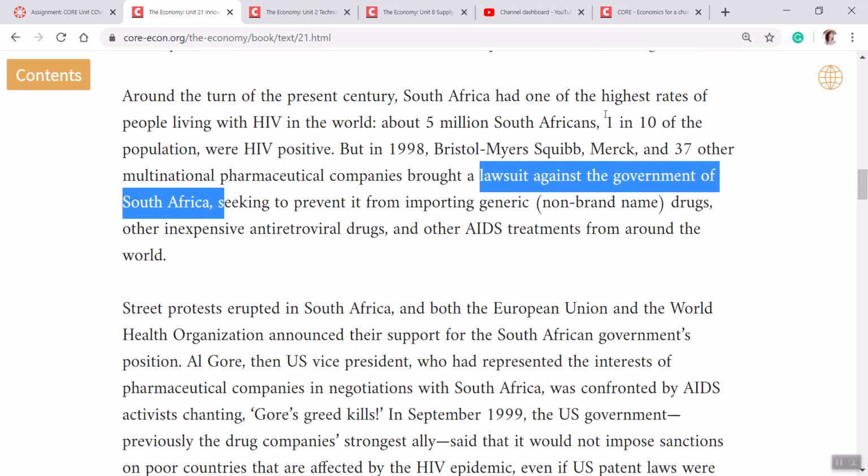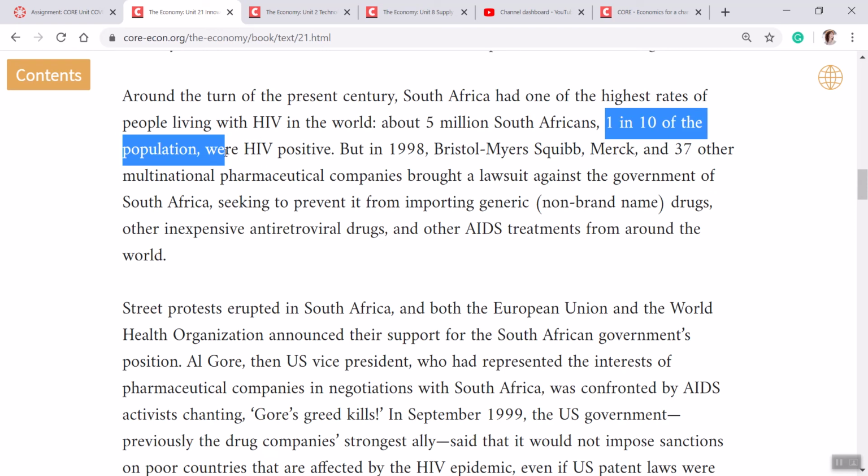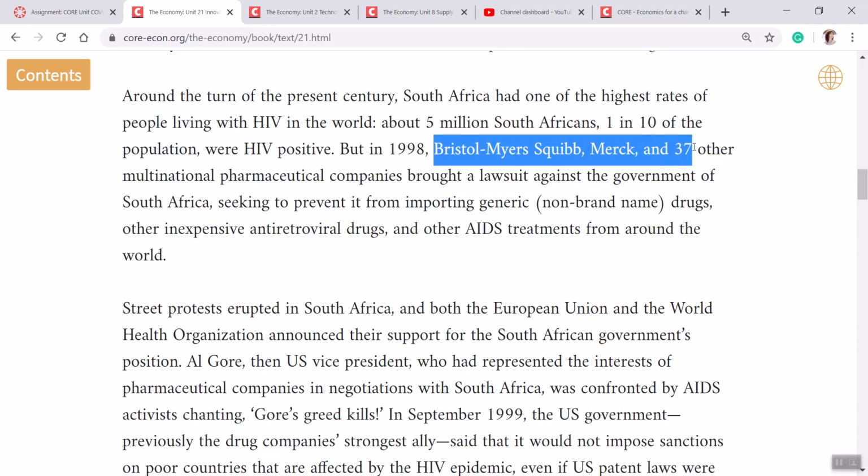So 1 in 10 of the population was HIV positive. There were 5 million people. There were high death rates. It was infecting entire families, completely affecting their economy, okay? But we're looking at the cost of creating those drugs, right? These laboratories spent a lot of money creating these drugs that were able to now serve these people, but the South Africans didn't have the money to buy those drugs.